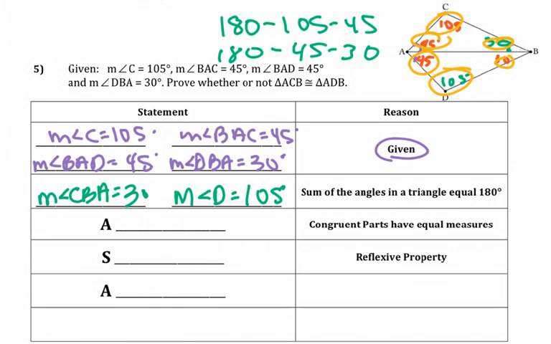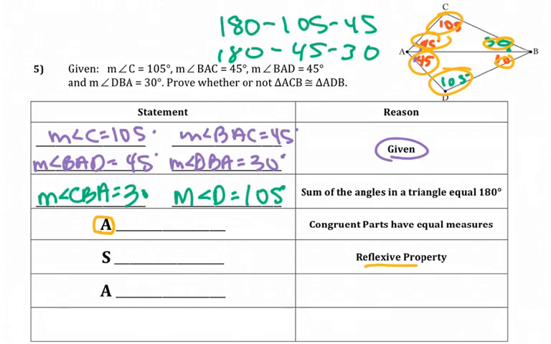Okay, so I've got this mapped out, and it says for A, that's going to be talking about an angle. And so congruent parts have equal measures. So what were two angles that are congruent because they have the same measurement? Just give me one of the sets of angles. It could either be the 45-degree angles or the 105 or the 30. And so you have to think about, well, which one do I want to use?